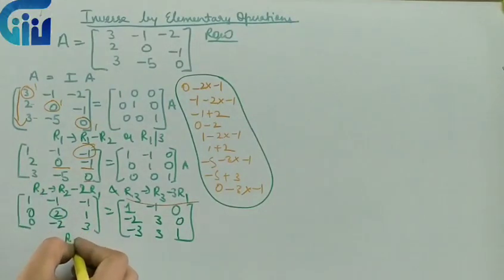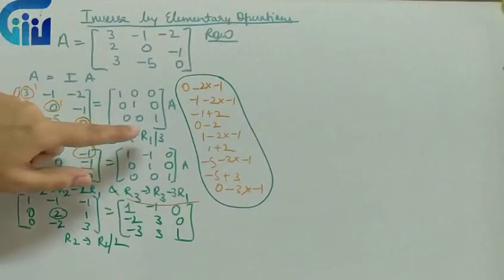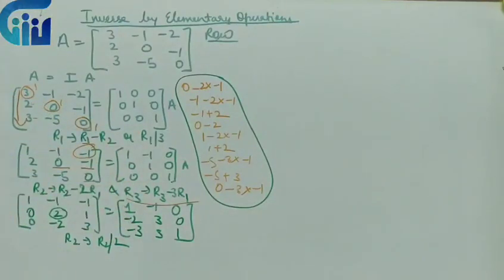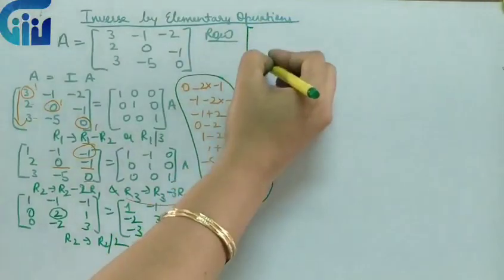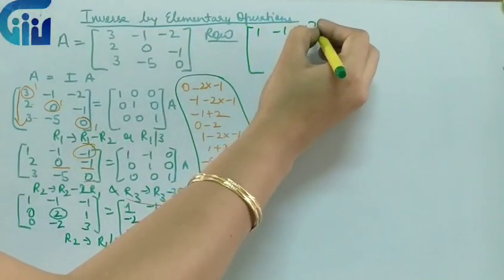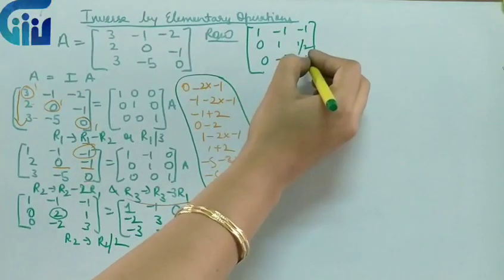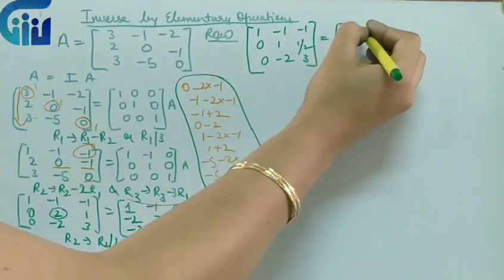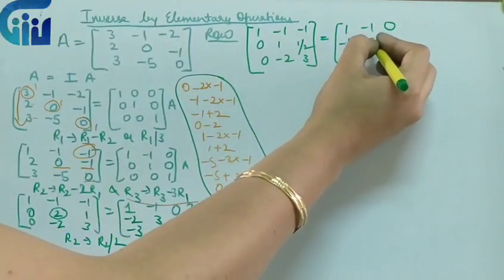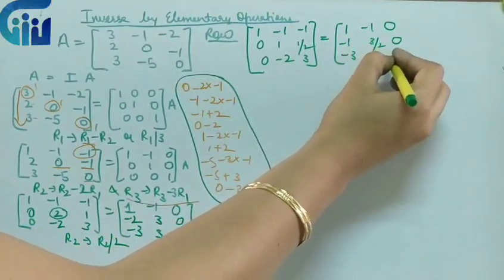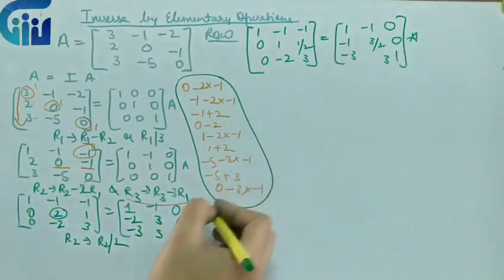So how can we make this as 1? R2 such that R2 divided by 2. We will always have this particular step: first of all, we'll divide, then plus minus, again divide. So I'll make this as 1 quickly. The rest of the elements will be same, only this will be divided by 2 and this will be as it is. So over here also minus 1, 3 by 2, 0, minus 3, 3, 1 and this A as it is.